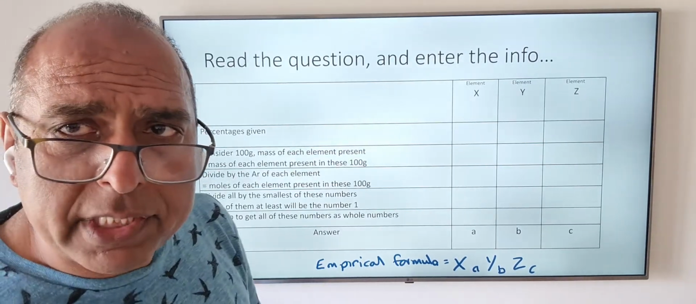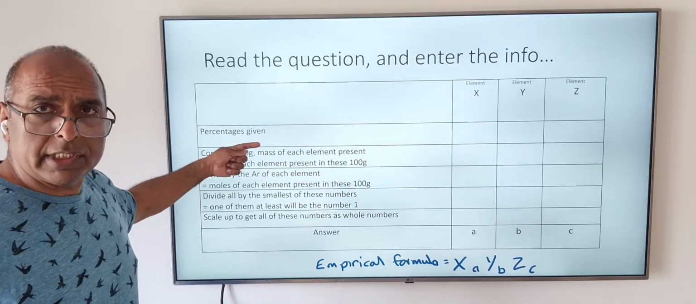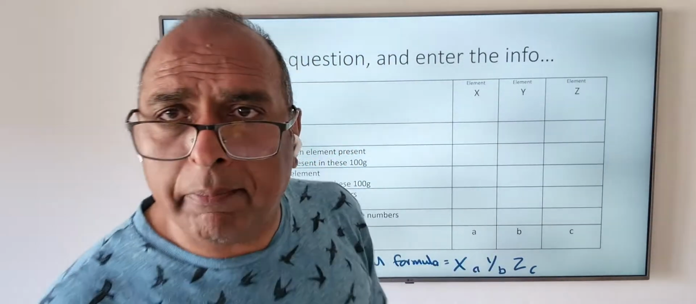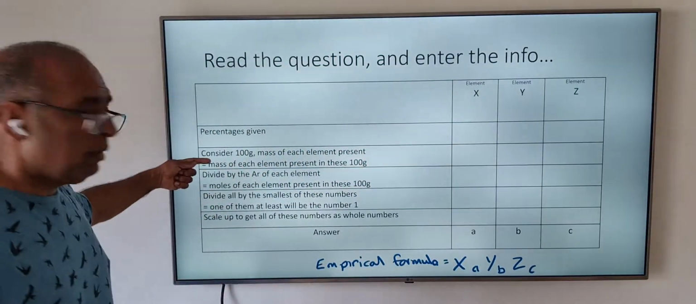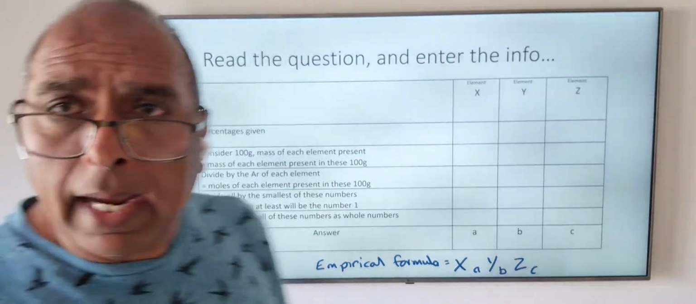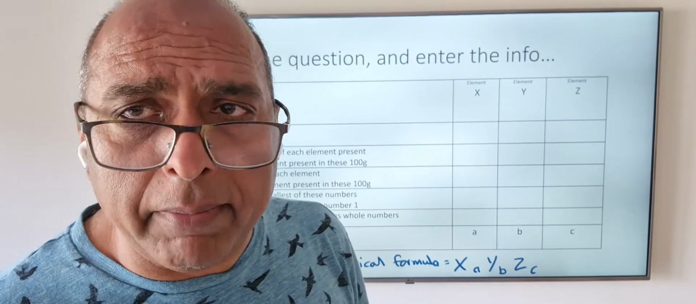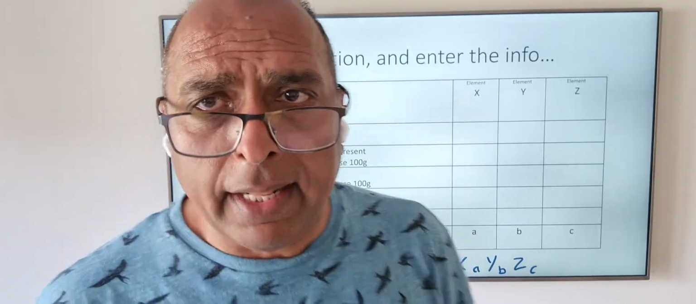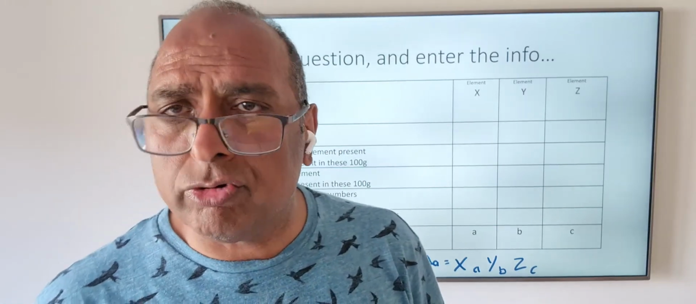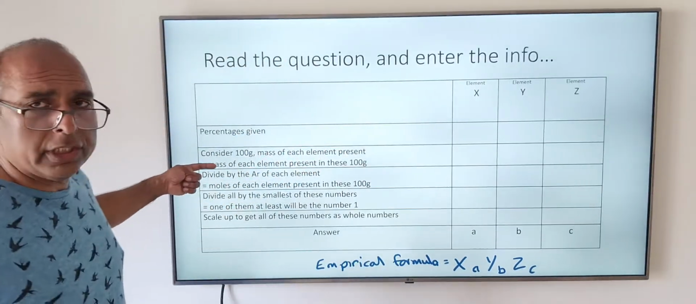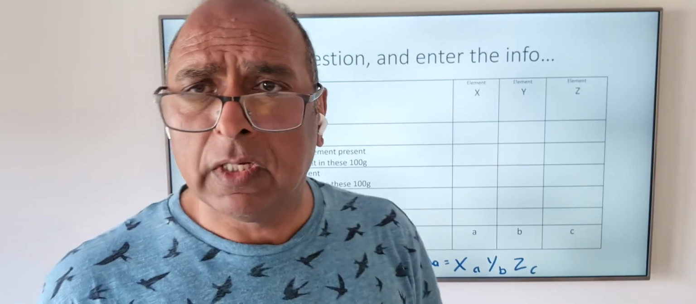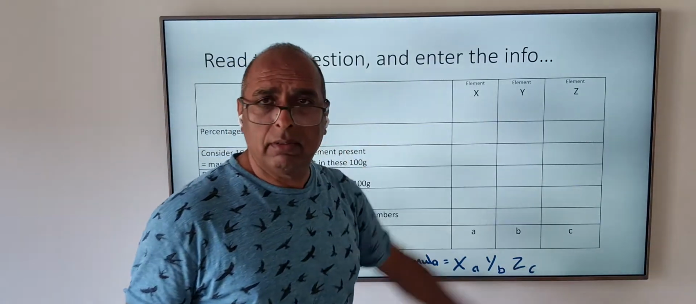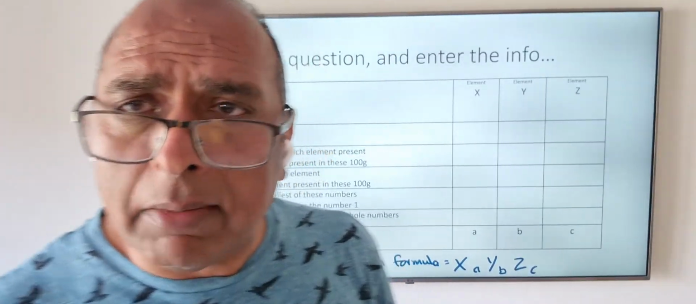If you're given percentages, you put the percentages into the right box. How do you turn percentages to grams? Well, you do this very simple logical idea that you consider 100 grams. If you consider 100 grams of the compound, then if you know the percentages, you just get that many grams.